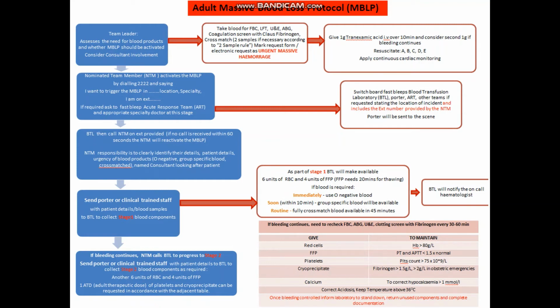If they need it within 10 minutes and they've sent us down a sample that's awaiting testing, then we can do a tube group and we will issue group specific blood. And finally, if it's a routine one and we've just got the sample, then they will wait until we've got fully cross-matched blood available. And the lab will inform the on-call consultant. If the bleeding continues, then the named contact will call us and let us know to move to stage 2.